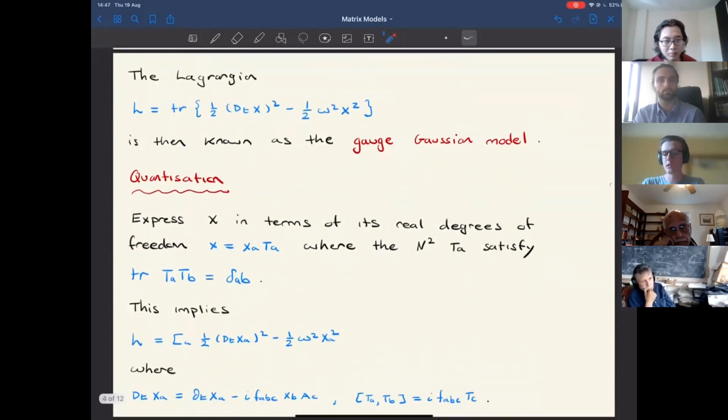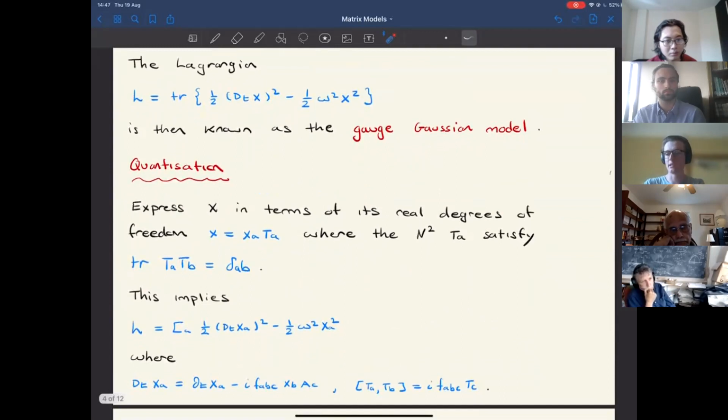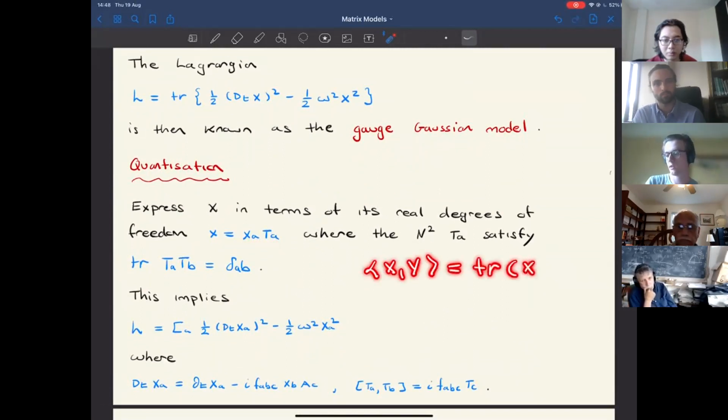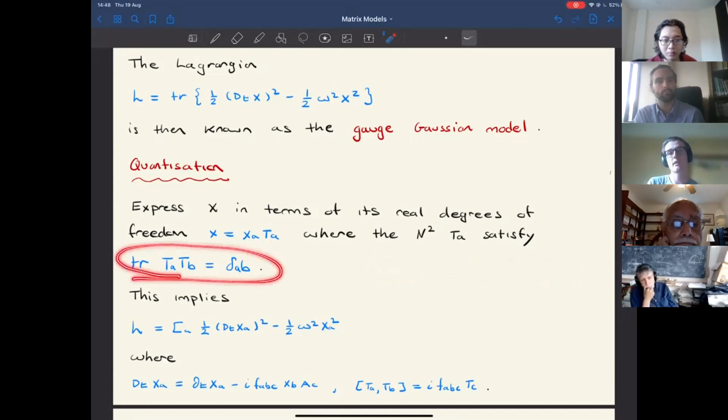Okay, and we can talk about quantizing this model, which is worth doing because it's a little bit more complicated and I found it interesting. So one way of doing that is expressing x in terms of its real degrees of freedom. So I'm adopting the Einstein summation convention here. So n by n Hermitian matrices form an n squared dimensional real vector space, okay? And on that vector space, we have an inner product. If those are 2 n by n Hermitian matrices, the trace of their product acts like an inner product. So as we know from linear algebra, we can just choose an orthonormal basis with respect to that inner product. And that's what we've chosen the set of TAs to do here.